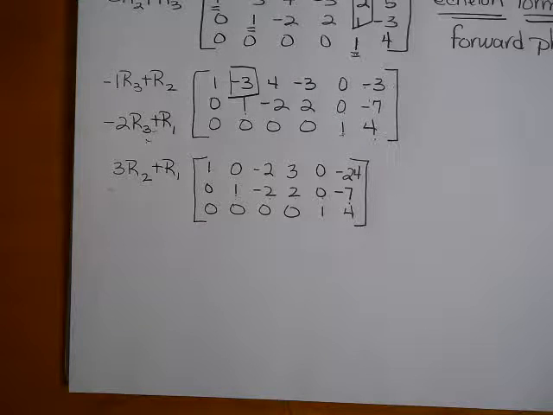They change it back to the equation. This is your x sub 1 column, this is your x sub 2 column, this is your x sub 3 column. So this says 1 times x1 minus 5 times x3 is equal to 1. And this says x2 plus x3 is equal to 4.